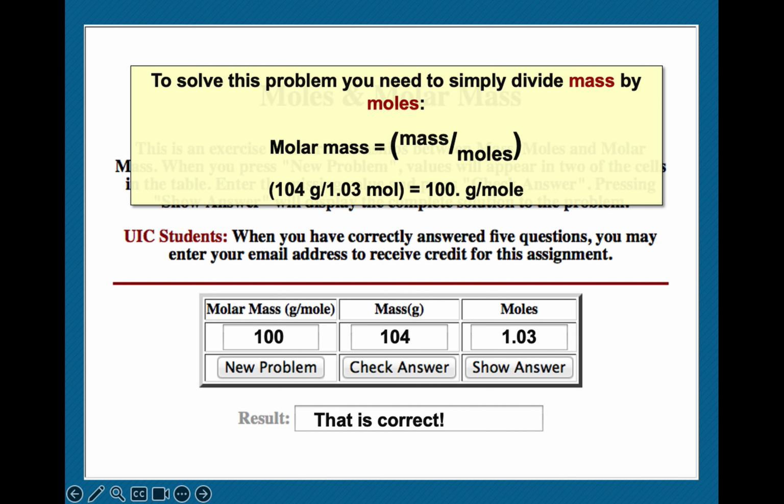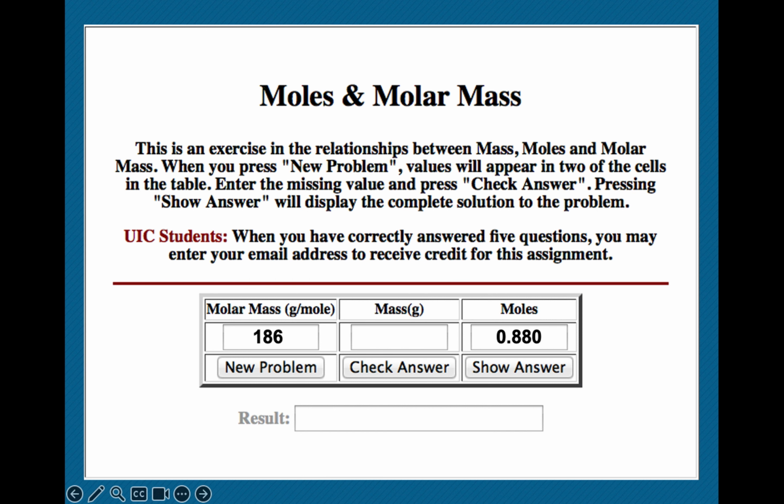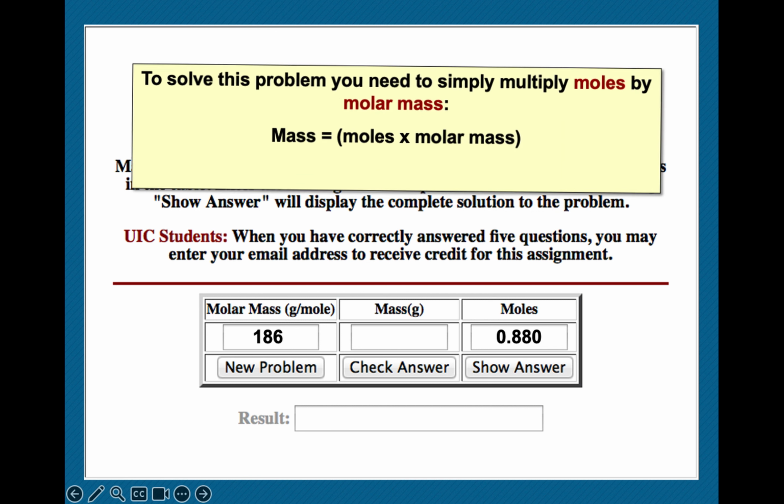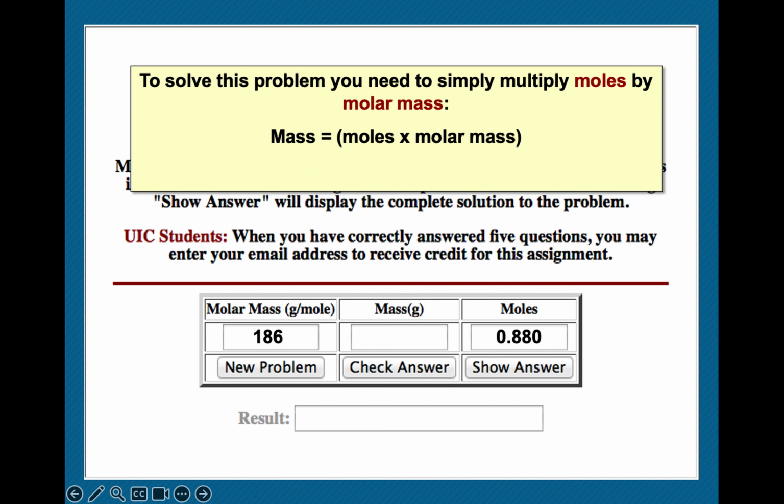Let's do it again with mass missing. Again, if I had a 3x5 card, I would just write the basic expression down. Molar mass is mass divided by moles, and just work from there. If you do, you'll see that mass is simply moles times molar mass. Here's our moles, here's our molar mass. 163 is our number. Any questions? Dreadfully simple.